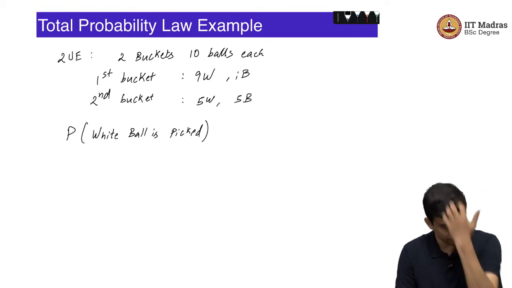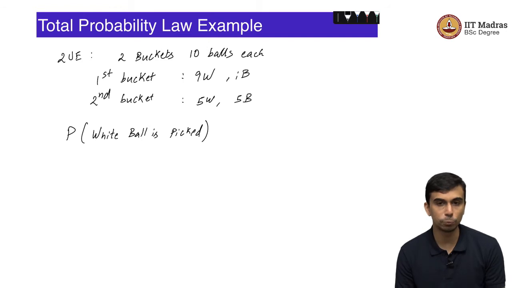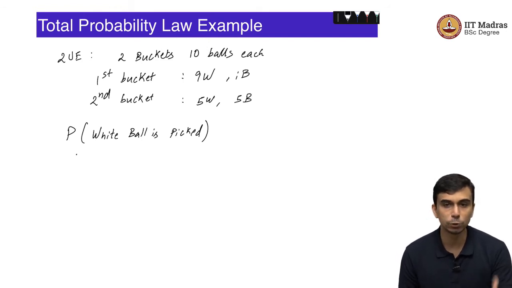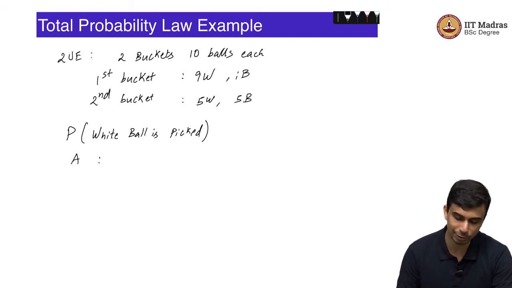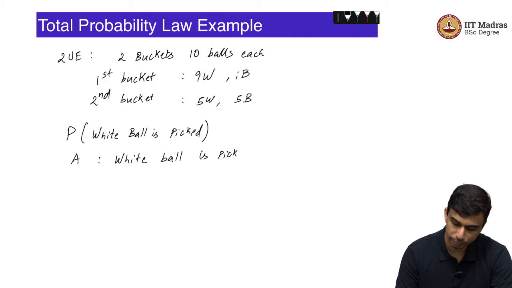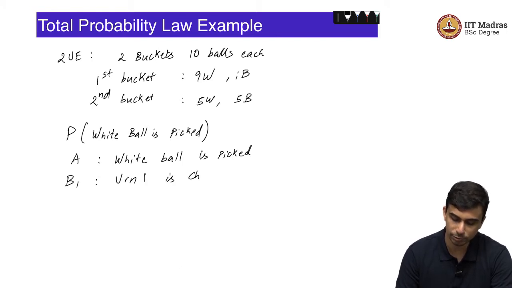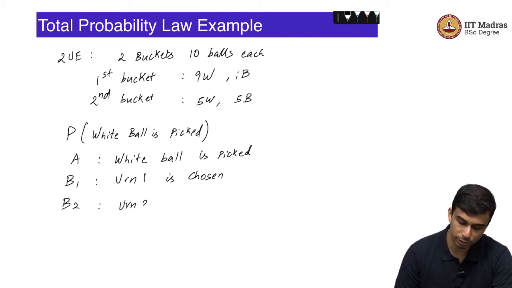So immediately this is not straightforward to see because there are 2 buckets and it is complicated, but you can use the total probability law to get this. Let us say A be the event corresponding to a white ball being picked. B1 be the event urn 1, or bucket 1, is chosen. B2 is the event that bucket 2 is chosen.